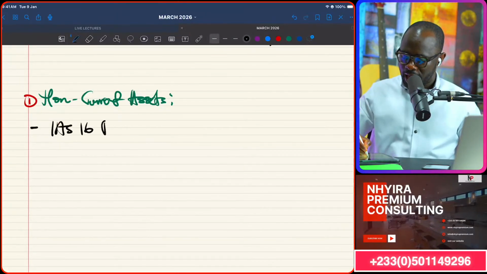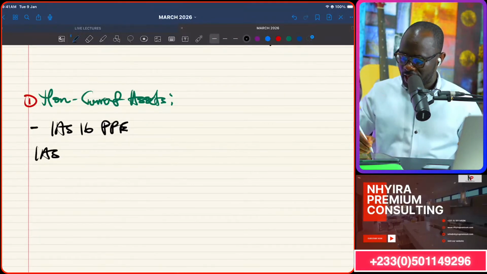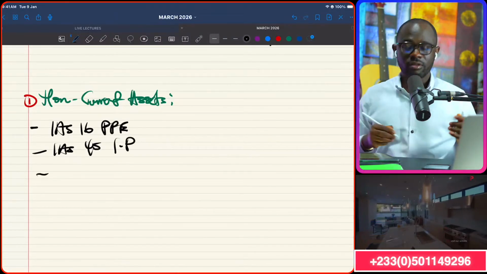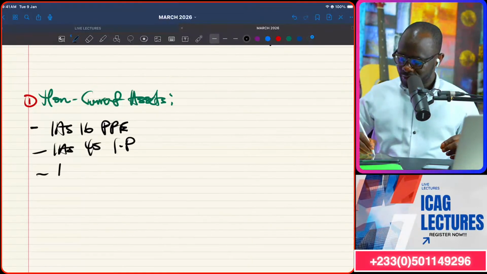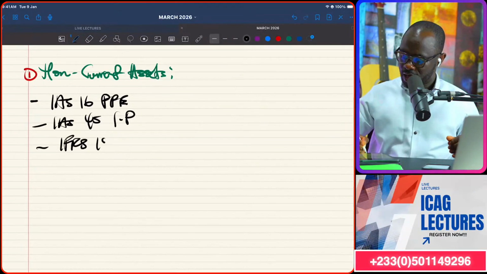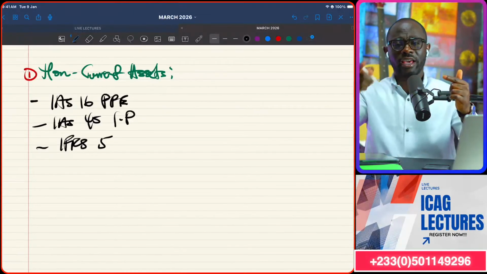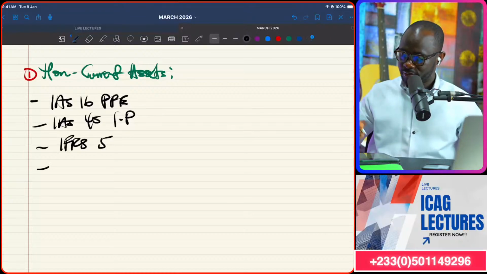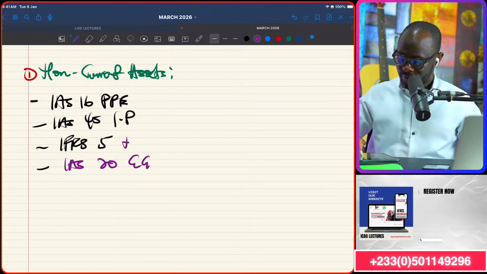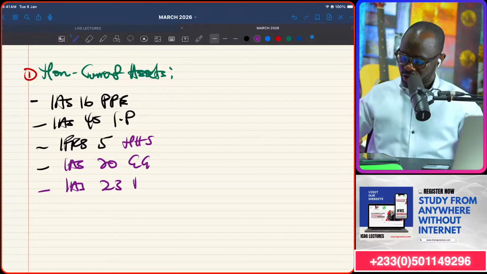The grandpapa, IAS 16, property, plant, and equipment. His brother, IAS 40, investment property. Their partner, IFRS 5, non-current asset held for sale and discontinued operation. IAS 20, government grant. IAS 23, borrowing cost.